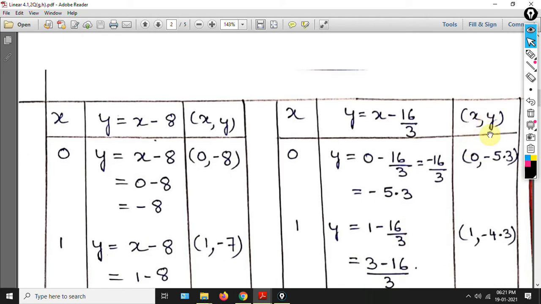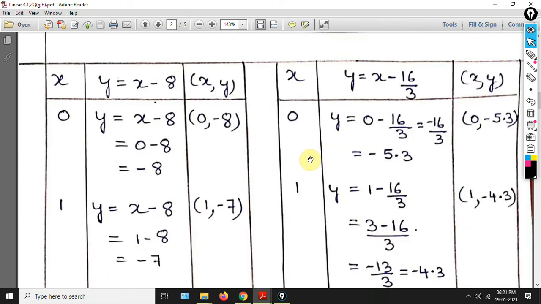Here x comma y we have to write. Here I am assuming the x value as 0; any value we can assume. So x equal to 0 we are taking. So y equal to, in place of x I am writing 0, minus 16 by 3. Minus 16 by 3 equal to how much will be left? Minus 16 by 3 only we will get. Next minus we write as it is. When we divide 16 by 3 we will get 5.3. Now here we write the x and y values. How much is x? 0. So 0 comma, how much is y? Minus 5.3.